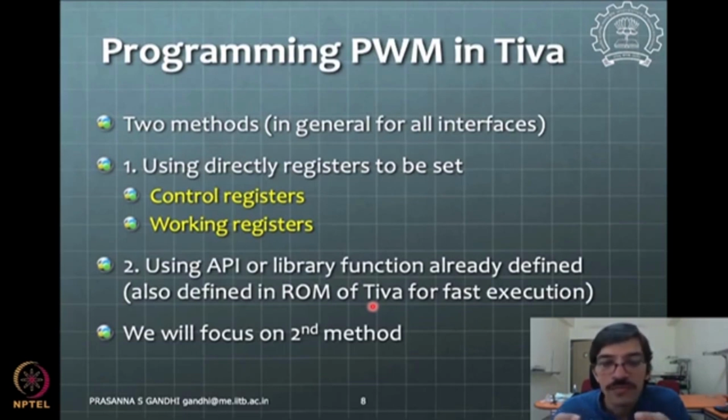Because then the compiler will not have to fetch these functions from your hard disk and then compile and dump this entire compilation to Tiva memory. You'll save some memory if these functions from the ROM are directly used, because they are already there in the read-only memory part of the Tiva board. So if you use those functions, then you don't need to download these functions again during compilation and put them onto the Tiva board or memory of the microcontroller.